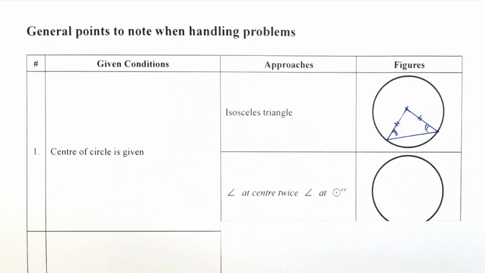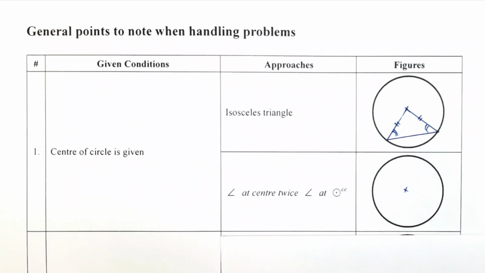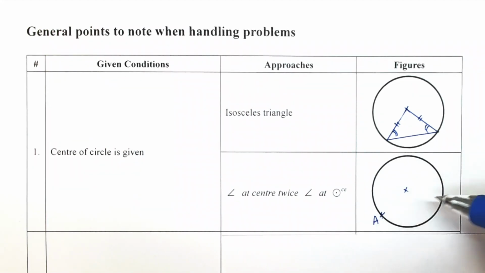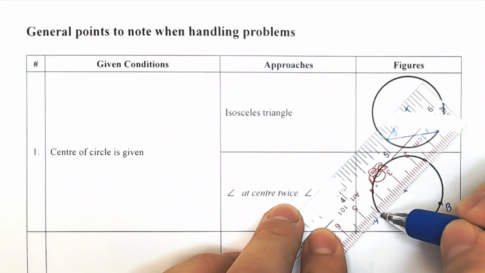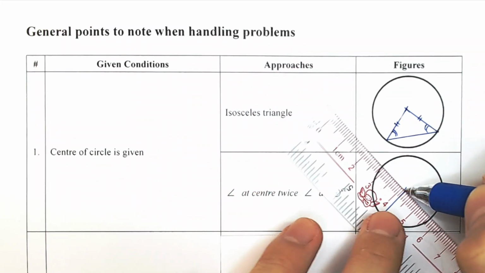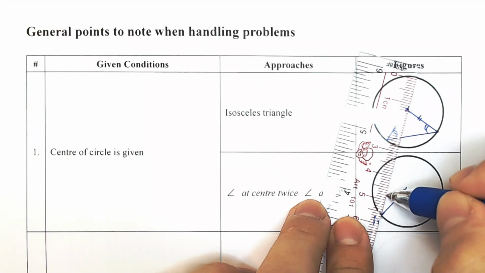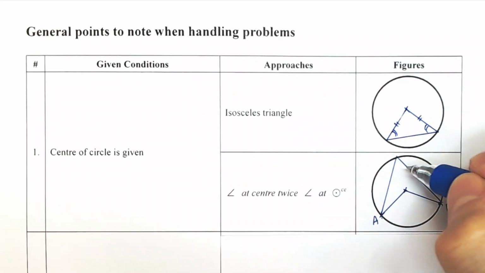Number 2, you may have angle at center twice angle at circumference. When the center of circle is given, you need to see if there are two points such that they have lines joining to center and joining to the circumference. Okay?